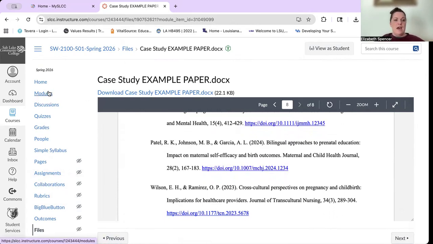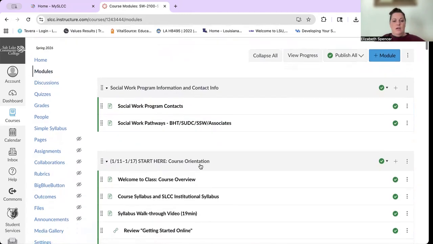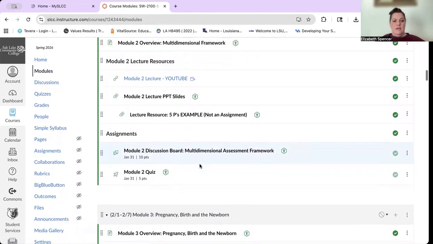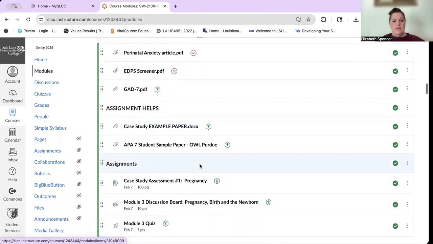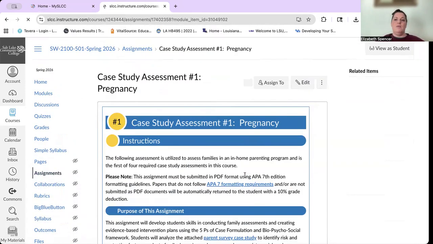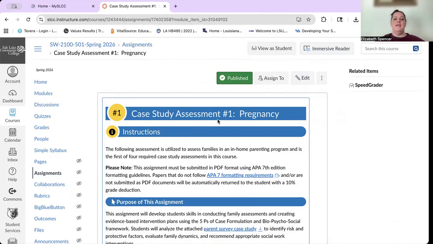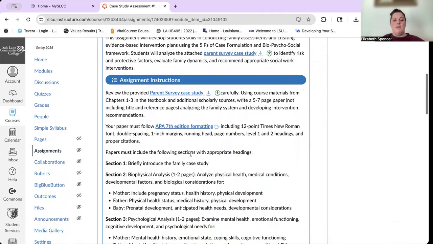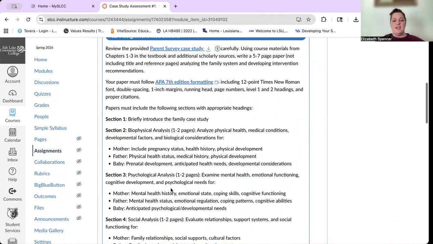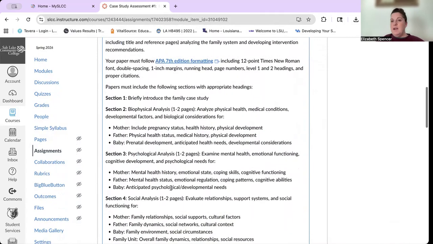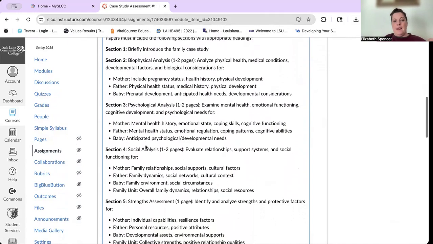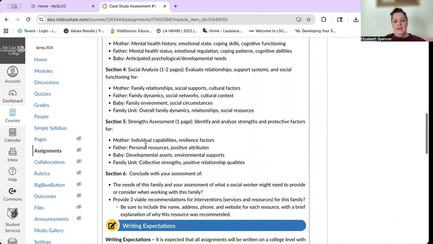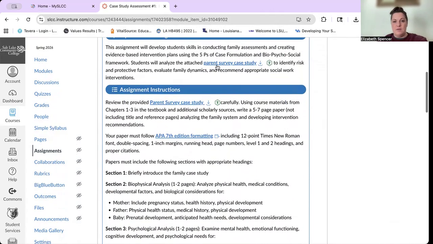So let's see. Make sure that you're reading through this case study assessment instructions. We've outlined very specifically what each section needs to include. So basically, when you're writing it, just follow these bullet points. Make sure you're answering these bullet points. And the case study itself is right up here.